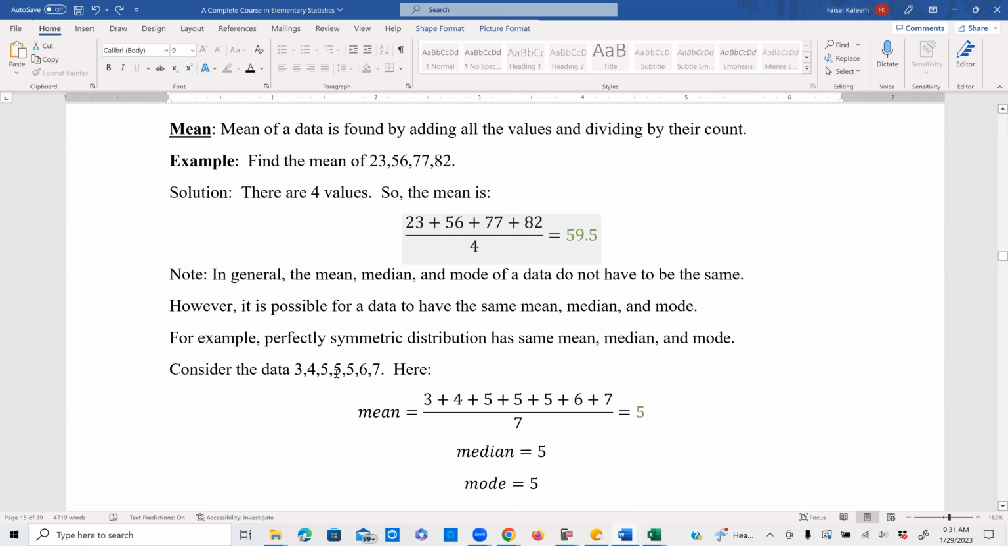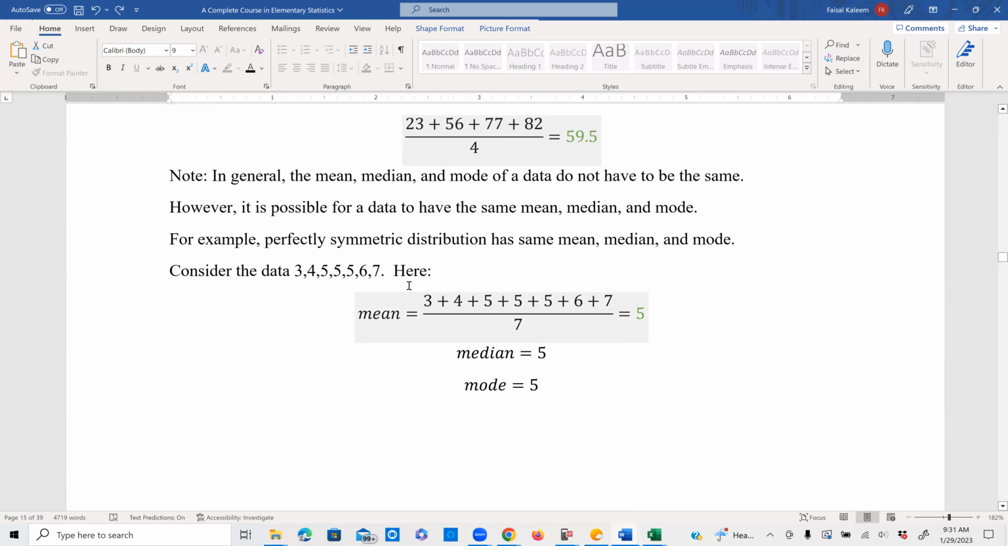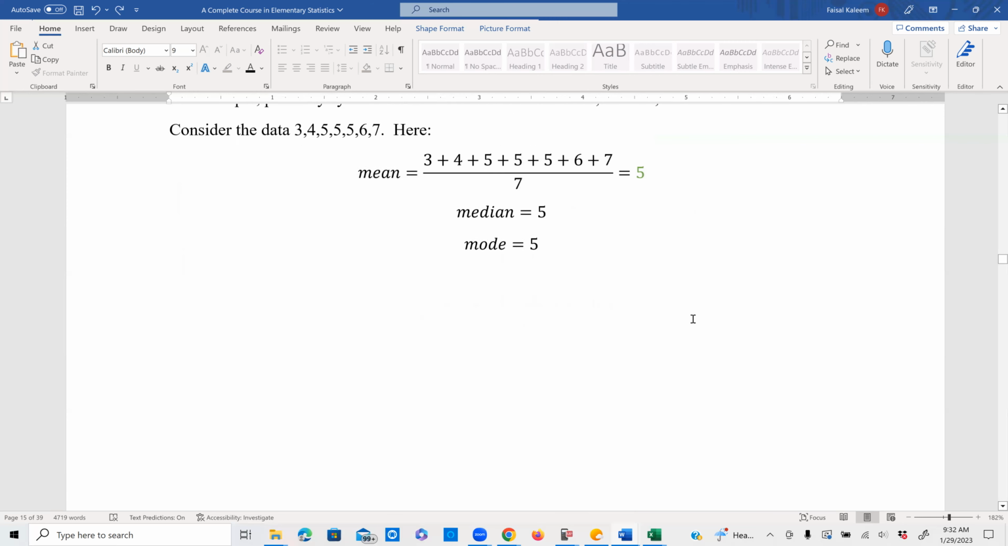The values are 3, 4, 5, 5, 5, 6, 7. So the mean obtained by adding them all and dividing by 7 is 5. And we can see the median is also 5, that's in the middle. And the mode is also 5. That's the most occurring value. But in general, they don't have to be the same, but they can be the same.